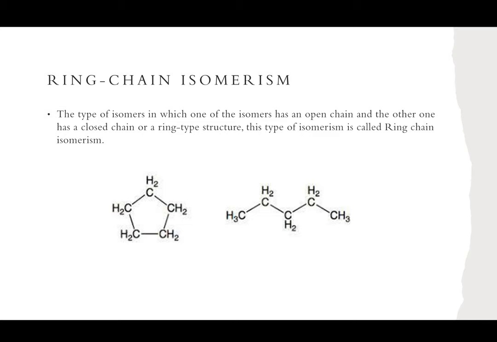We also have ring chain isomerism. This is the type of isomerism in which the isomers have an open chain form and a closed chain form, so a ring type structure. So it can be formed as a chain or formed as a ring. If we look at these 1, 2, 3, 4, 5, we have pentane here. What would be the name of the substance in the ring form here? Cyclopentane. Lovely. So we have cyclic and aliphatic, and then we have chain, which is also aliphatic. So cyclopentane and regular pentane.